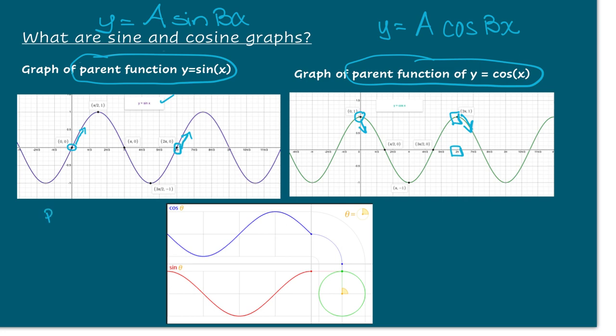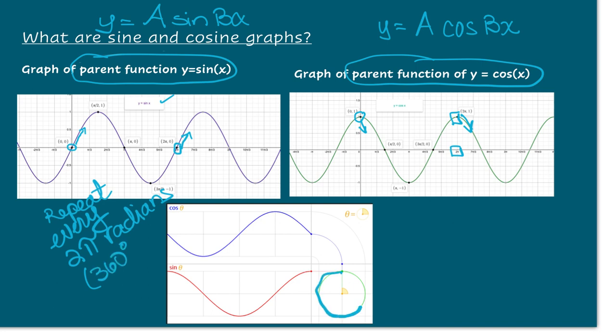So we repeat every 2 pi radians here, which is the same thing as 360 degrees. Every time we go around the circle, remember we saw that every time it was going around here, we saw that up and down movement. Same thing here, every 2 pi radians. We repeat.